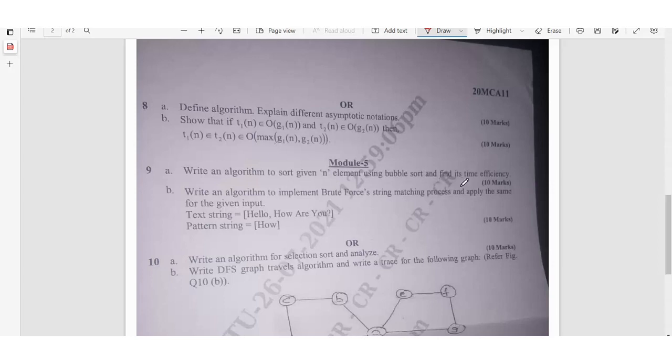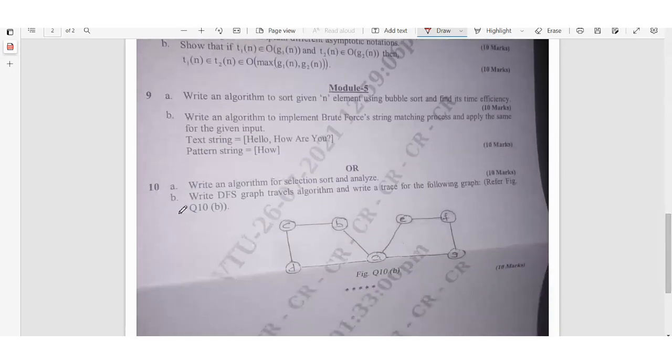and find its time efficiency. Very, very important, guys. And 9B: write an algorithm to implement the brute force string matching process and apply the same for the given input, the input which is given over here. And then 10A: write an algorithm for selection sort and analyze it.